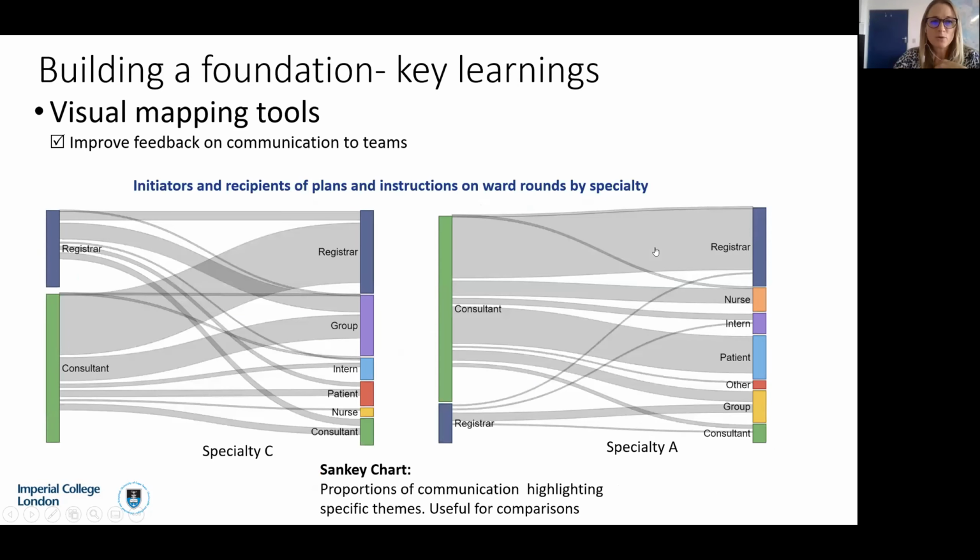communication. There's another one called the Sankey chart, and in this one, there's a comparison between two specialties, looking at initiators and recipients of plans and instructions on ward rounds by specialty. Here we can see on the left-hand side who is talking to who around specific plans and instructions. So in specialty C, the plans are mostly given to the registrar by the consultant. And then we can see there's very little of that from specialty A.